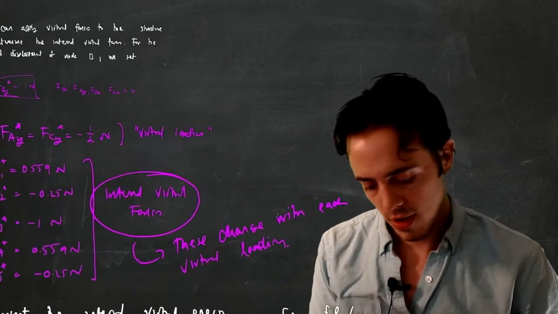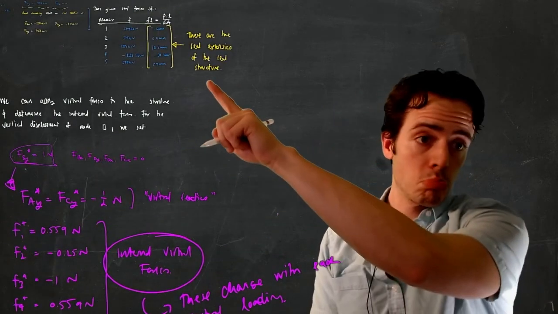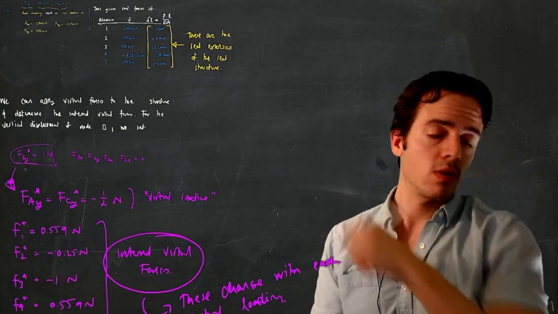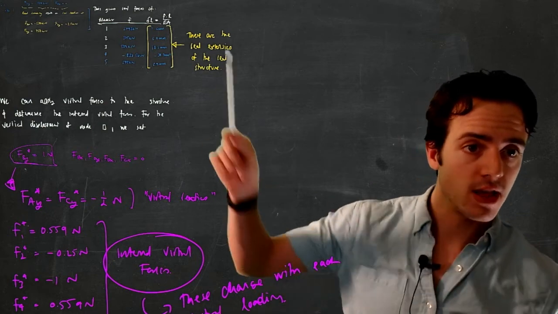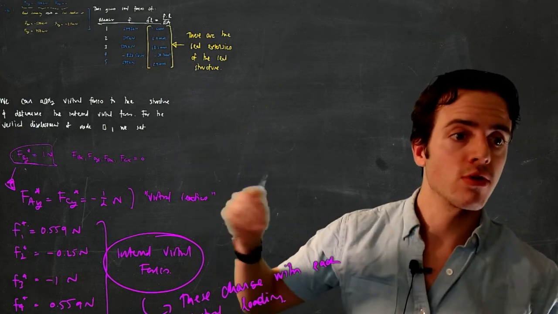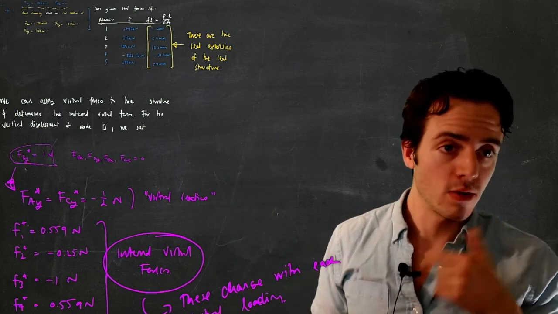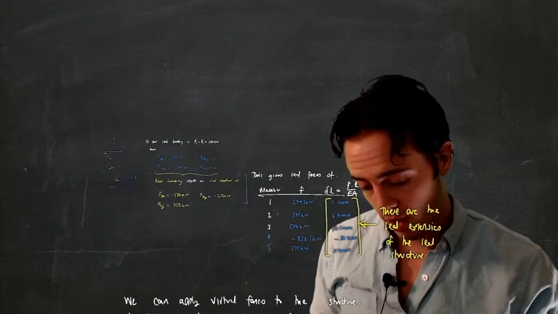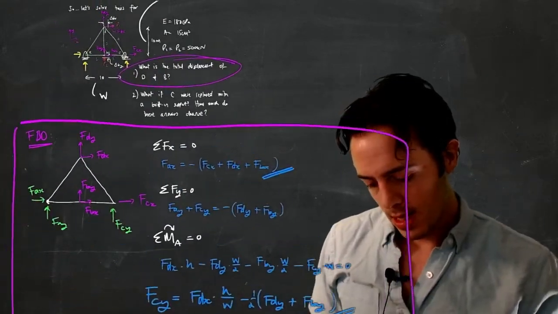So these change with each virtual loading. These are going to be the same. It doesn't matter what you have, where you want to find a displacement. These numbers are the real extensions of every member due to P1 and P2 both being equal to 500 newtons. Oh, sorry, 500 kilonewtons.